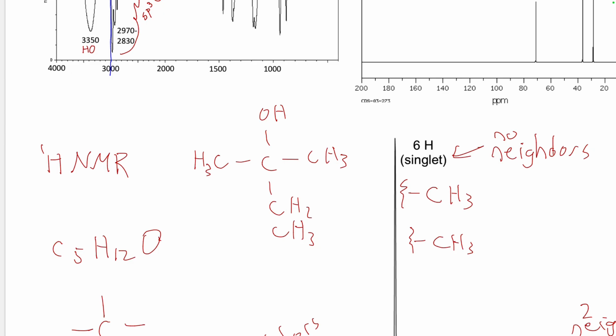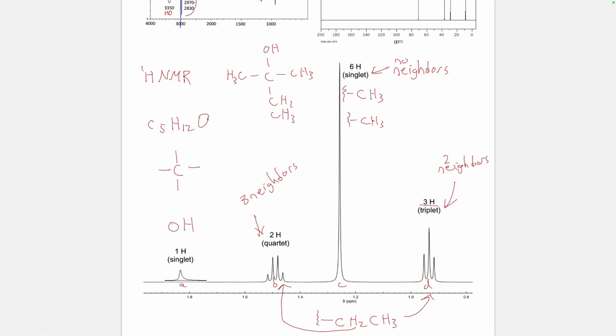We've got all the groups attached, and now we can assign the peaks with A, B, C, D. The A signal is the alcohol, OH. The quartet signal B is the CH2 of the ethyl group. The big singlet C are the 2 identical methyl groups that aren't being split by anything. And then the D signal is the methyl group, the CH3 that appears in the ethyl group.